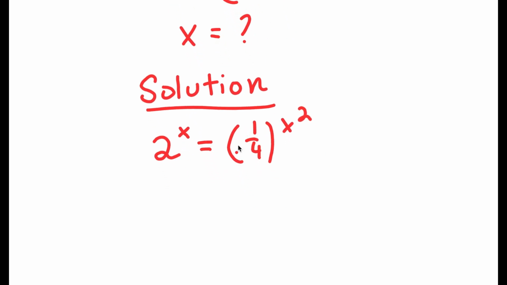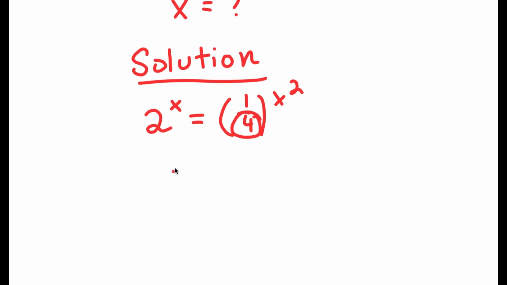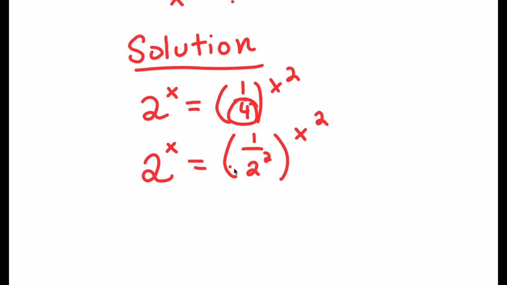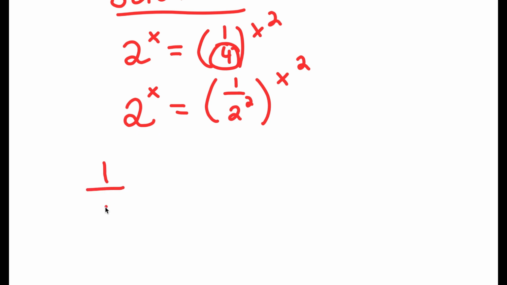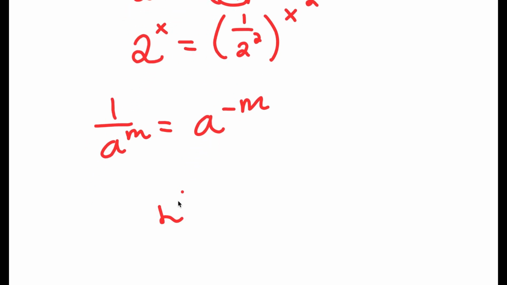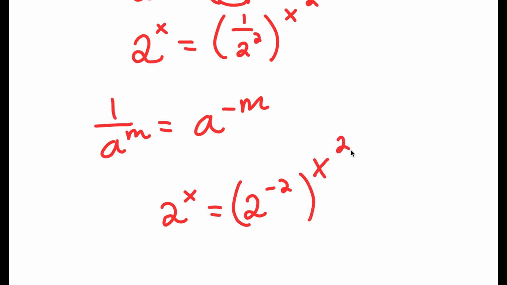And now I'm going to first start by rewriting 4 here as 2 squared. So now I have 2 to the power of x is equal to 1/2 squared to the power of x squared. And if I have something in the form 1/a to the power of m, this is the same thing as a to the power of negative m, meaning 1/2 squared, that's simply going to equal 2 to the power of negative 2. And I have this to the power of x squared.